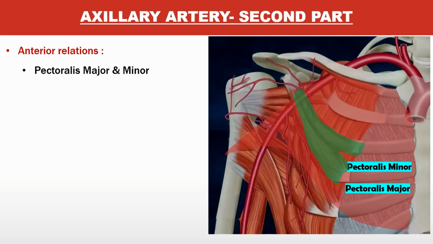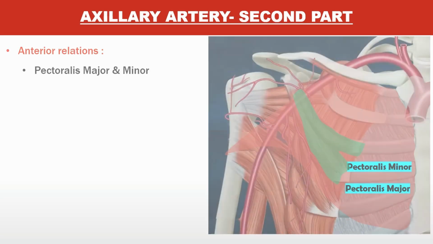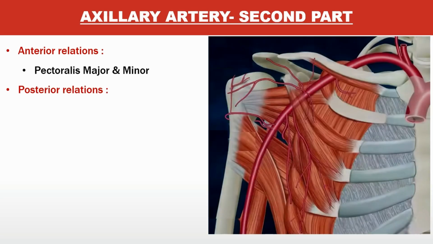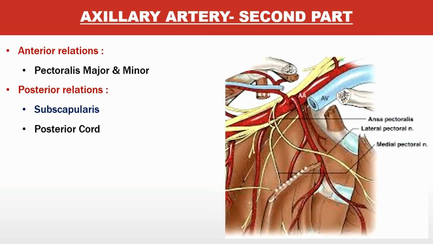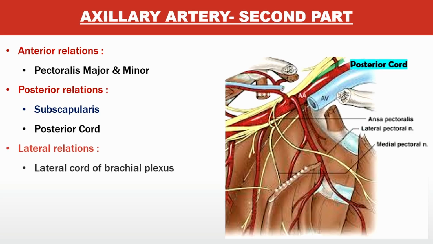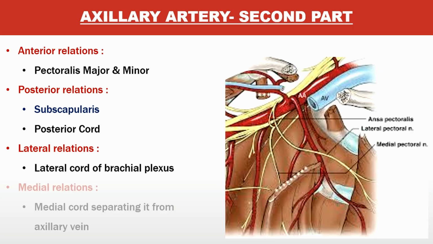Coming to the posterior relations. अब posteriorly क्या था हमारे? Subscapularis, because it is resting on the subscapularis, है ना? It is resting on the scapula. So we have subscapularis and the posterior cord. So posteriorly we have the posterior cord of the brachial plexus. Then laterally we have the lateral cord. Medially we have the medial cord separating it from the axillary vein.